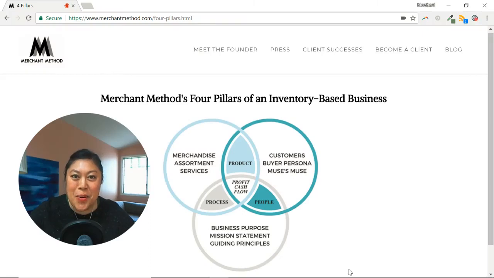Hey, it's Chris Gio, and today we are talking about merchant methods, 4 pillars for running an inventory-based business.